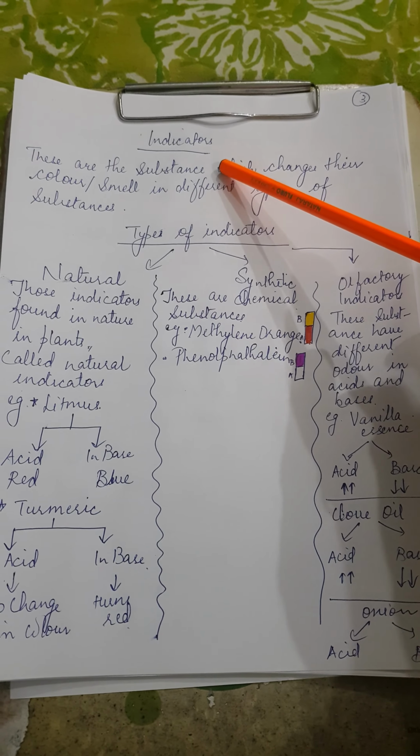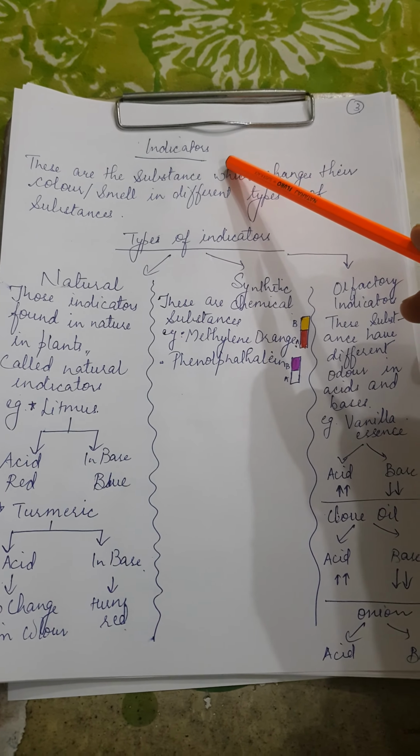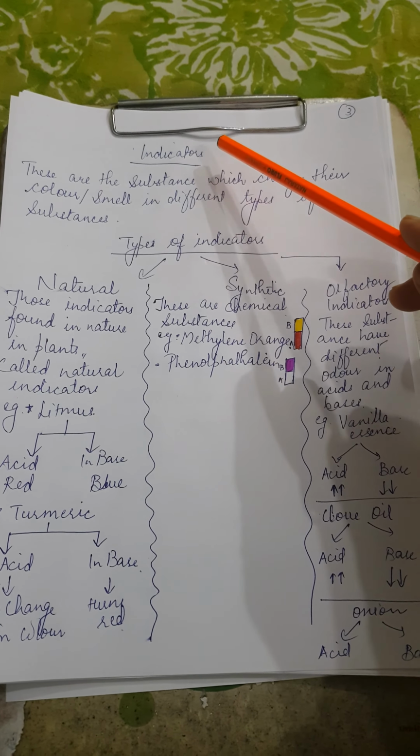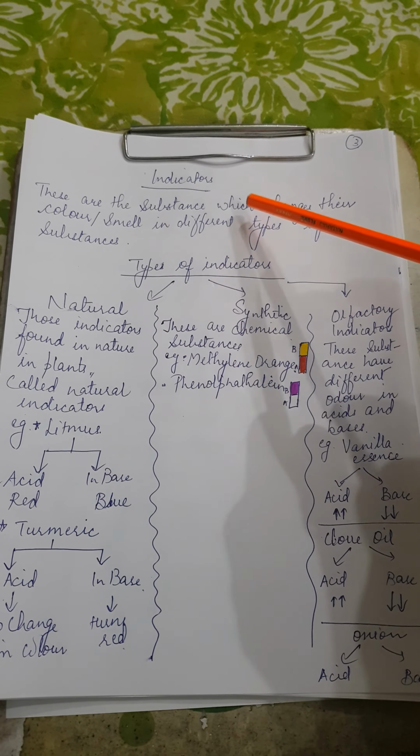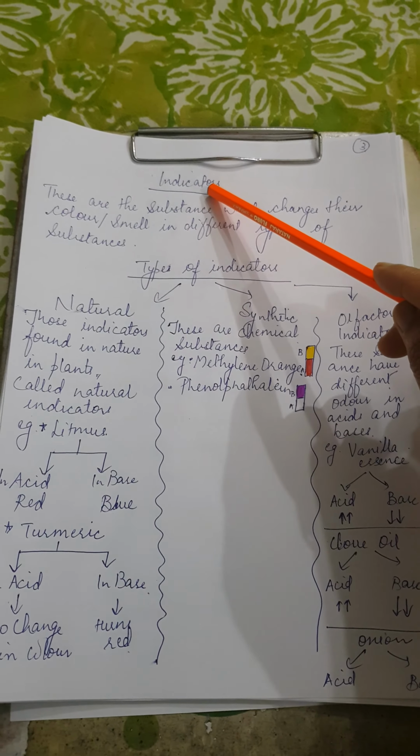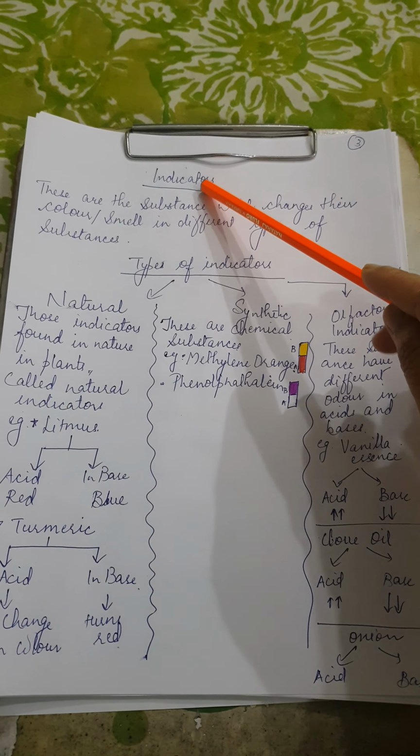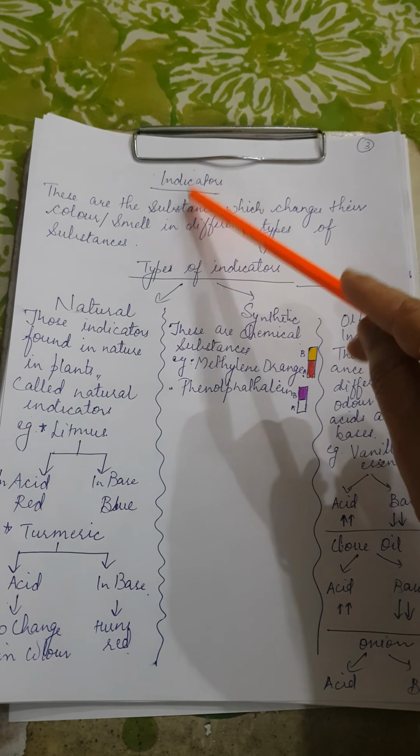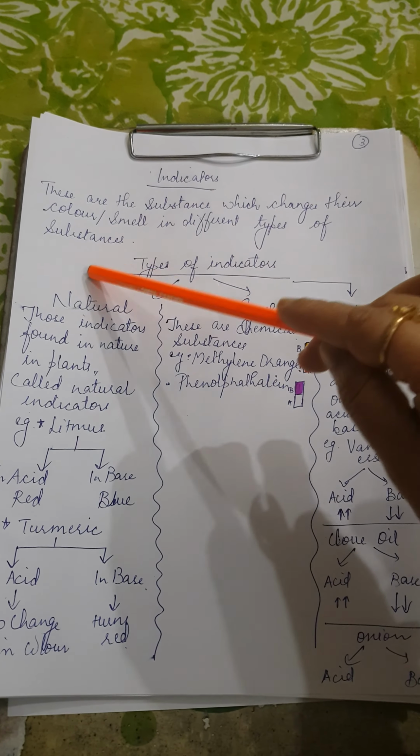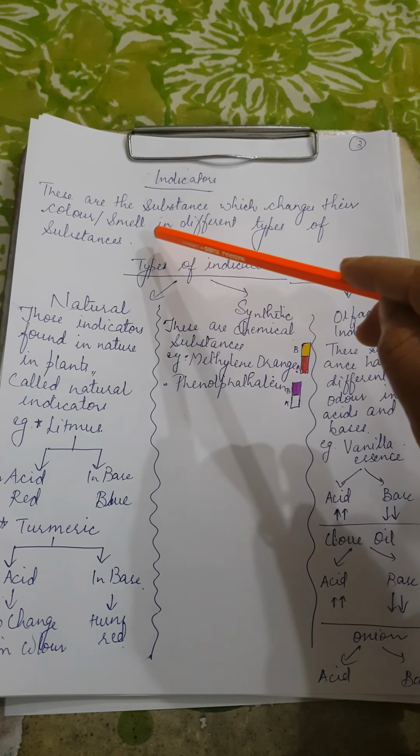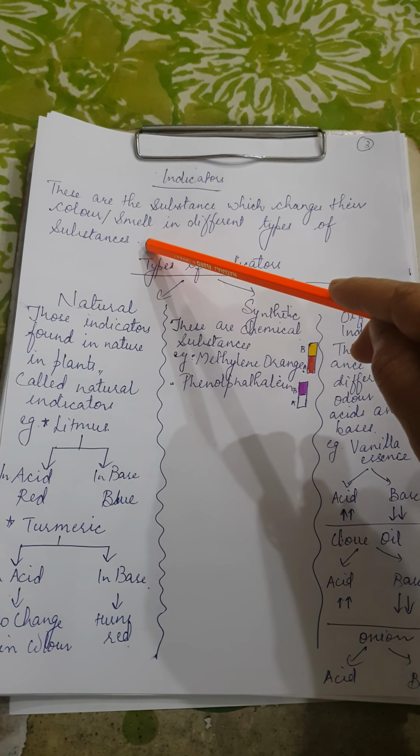For example, you have one liquid in a test tube or in a beaker. So how can you identify its nature, whether it is acidic or basic? Only on the basis of an indicator. So the definition of an indicator: these are the substances which change their color or smell in different types of substances.